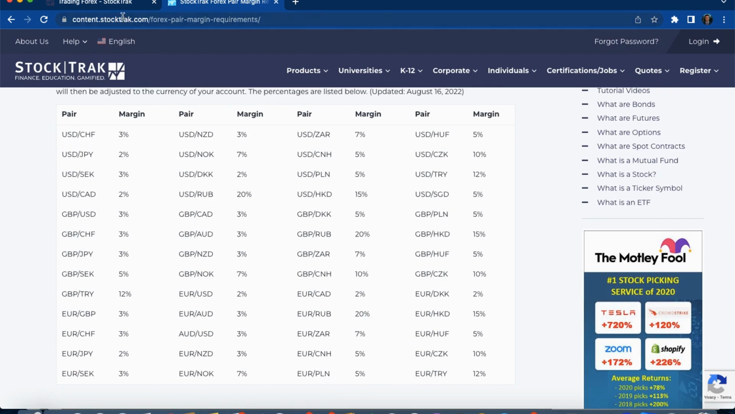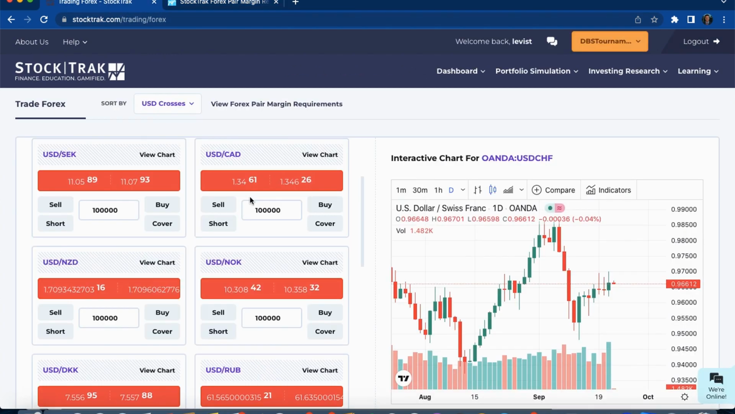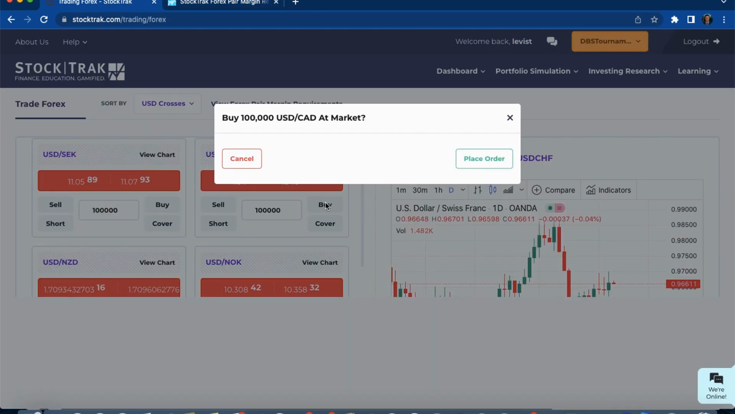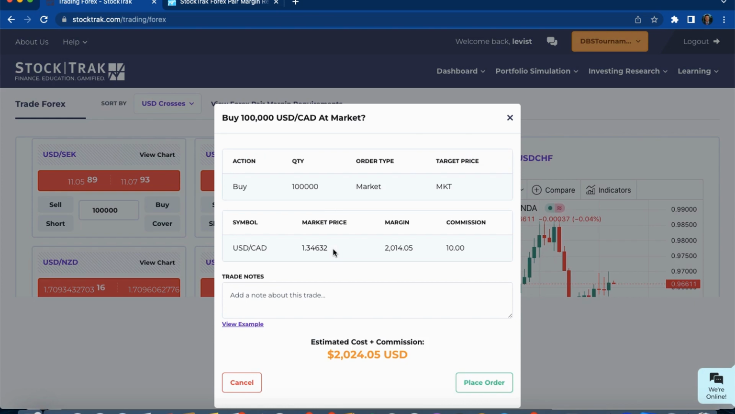Okay, let's go back to the trading page. So here I'll be placing a buy order for 100,000 of the USD CAD pair at market price. Remember, I'm going long in US dollars, so I want the US dollar on top and the Canadian dollar on bottom. When I buy, the market price is going to be 1.34632. The margin is roughly 2%, and I'll be paying a commission of $10.